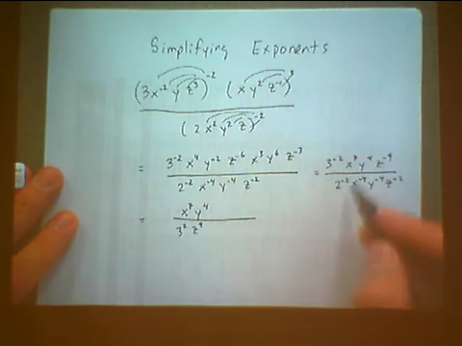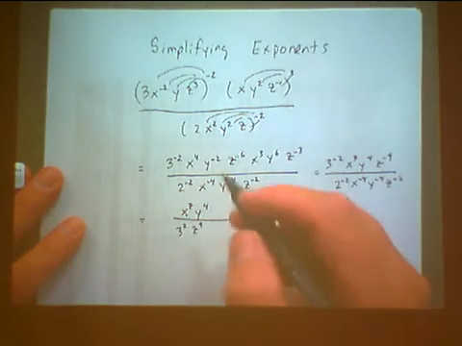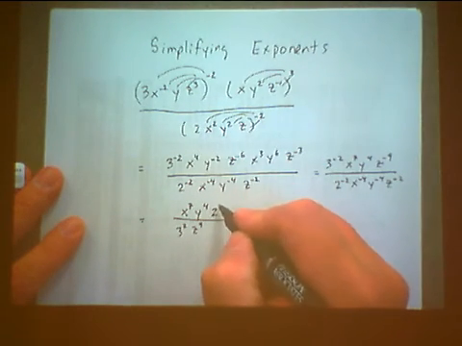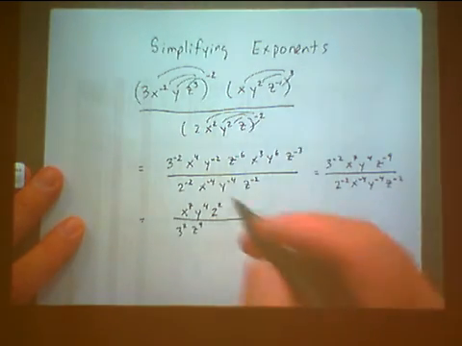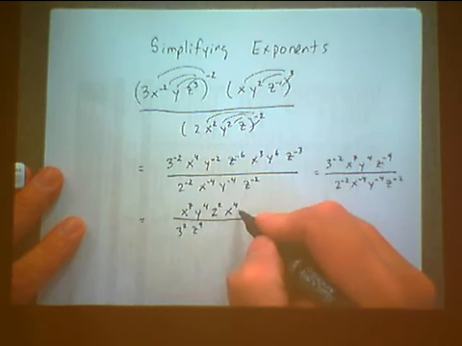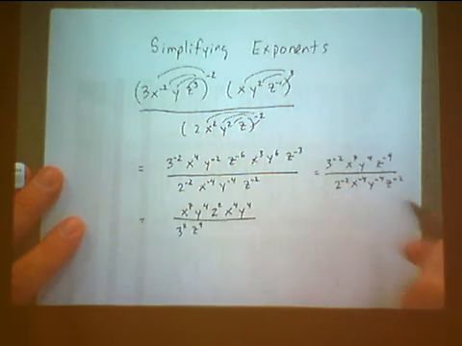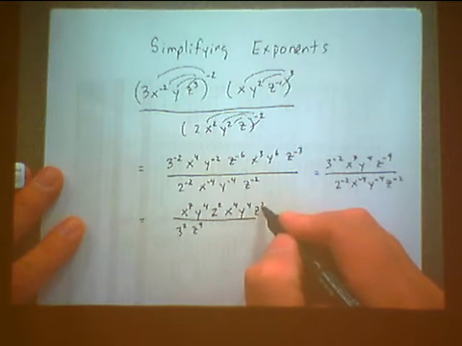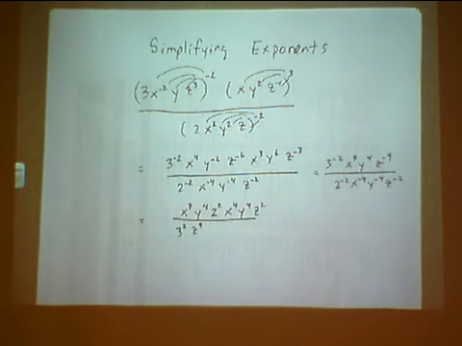Now if I go to the denominator, 2 to the minus 2 goes to the numerator as 2 squared. X to the minus 4 goes to the numerator as x to the 4th. Y to the minus 4, y to the 4th. And then z to the minus 2, z squared. So now I don't have any more negative exponents.